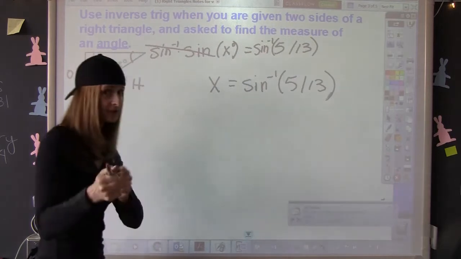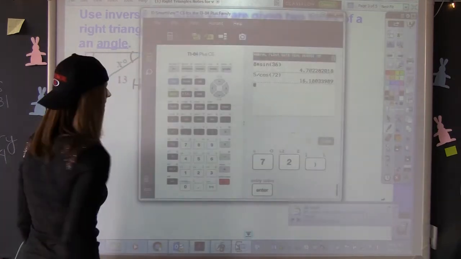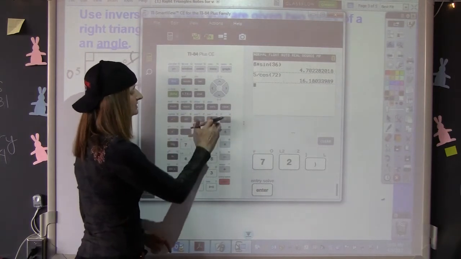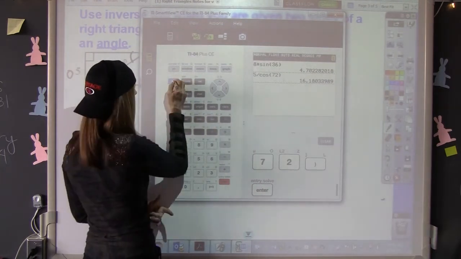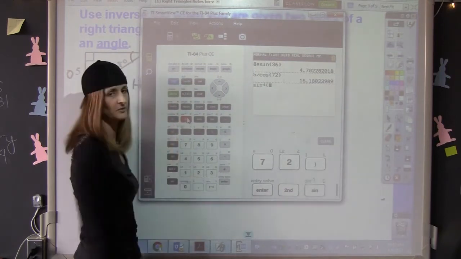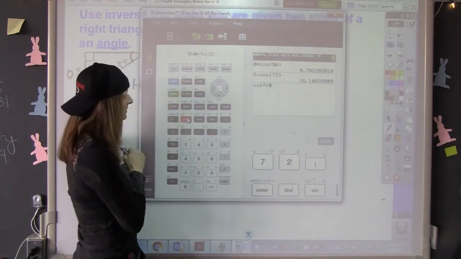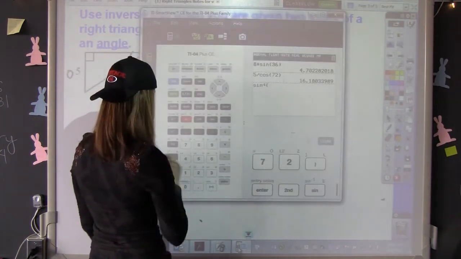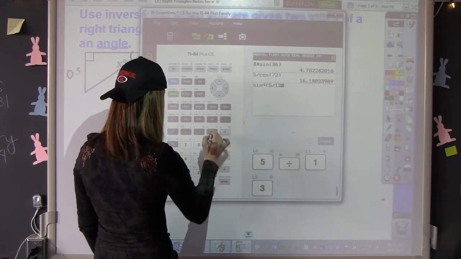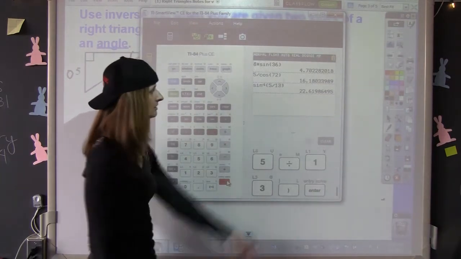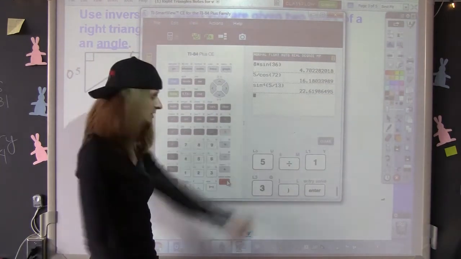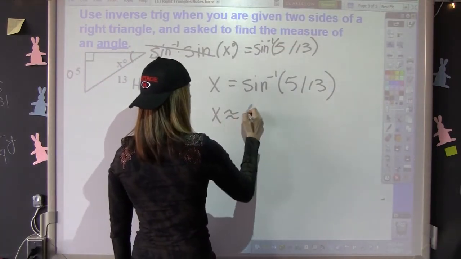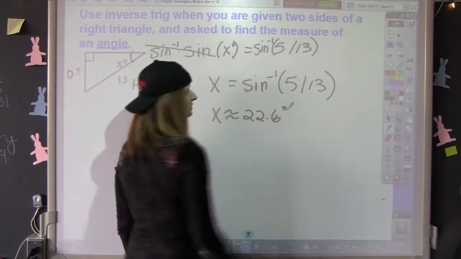Break out your calculator in degrees. Inverse buttons are in blue right above the sine, cosine, and tangent buttons. So you're going to press second and then whatever trig ratio you need. So inverse sine of 5 divided by 13, close parentheses, enter. There's the measure of your angle, 22.6 degrees. So x is approximately 22.6 degrees.